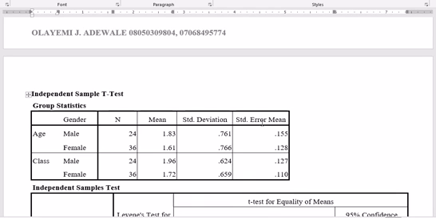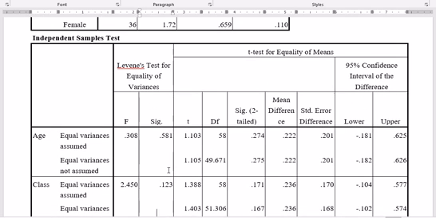This is what we have, the standard deviation and the standard error mean. Now let's move down to our t-test. Because it's an independent sample t-test, we have two things that we need to look at here. Here we have equal variance assumed, equal variance not assumed, and here the test for equality of means, Levene's test for equality of variance.